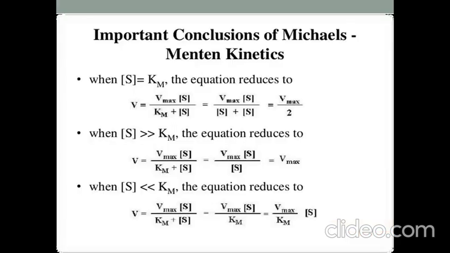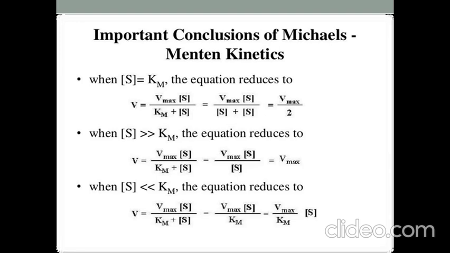As we already discussed the kinetics of enzymes, it includes Michaelis-Menten kinetics. Here are some important conclusions of Michaelis-Menten kinetics. First condition, when S equals Km, where S is the substrate concentration, the equation reduces to V equals Vmax by 2. Second condition, when S is greater than Km, the equation reduces to V equals Vmax. Third condition, when S is less than Km, the equation reduces to V equals Vmax by Km into S.